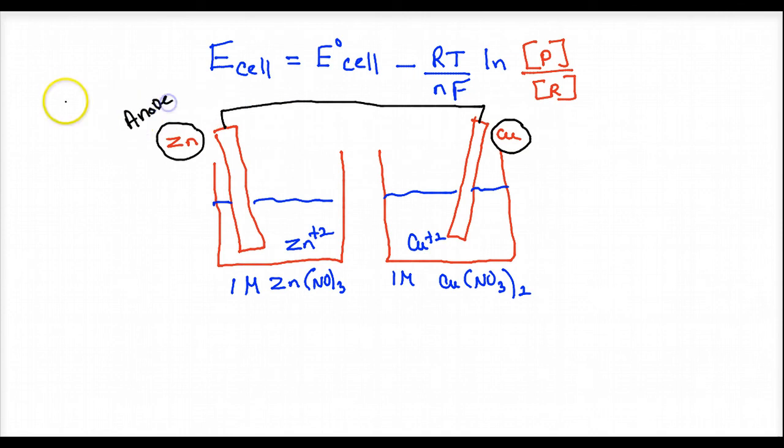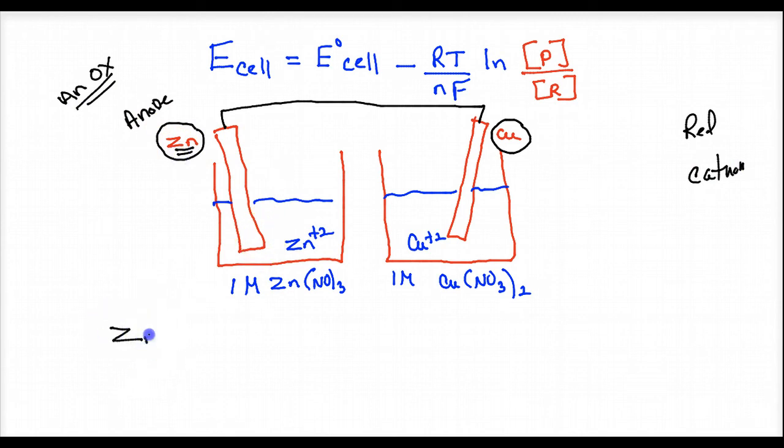How do I know? An ox, red cat, and red cat means reduction occurs at the cathode. So this is the anode. It's the place of oxidation. It's better at oxidizing. So what does it do? The zinc 0 solid metal becomes zinc plus 2 by losing 2 electrons. That's oxidation. LEO the lion, losing electrons. Electrons are on the product side.